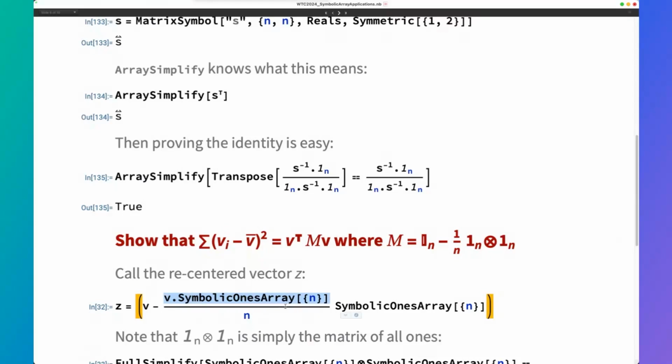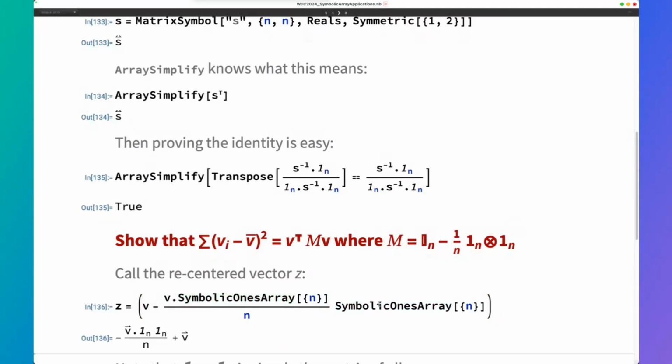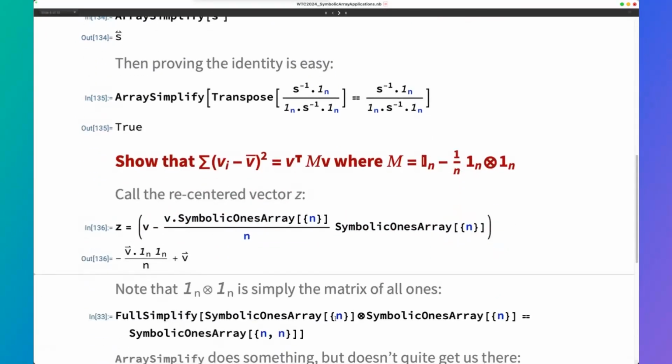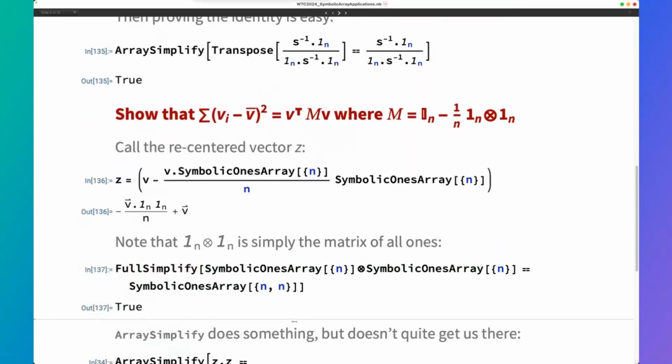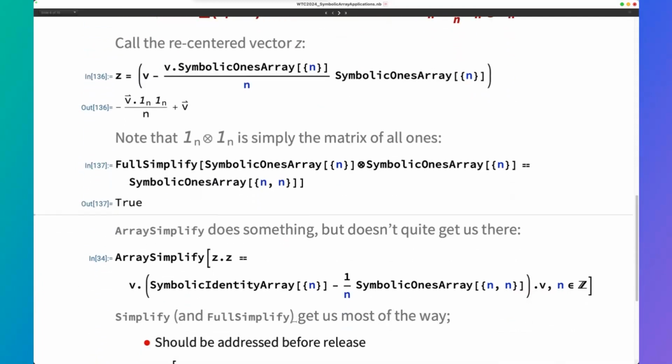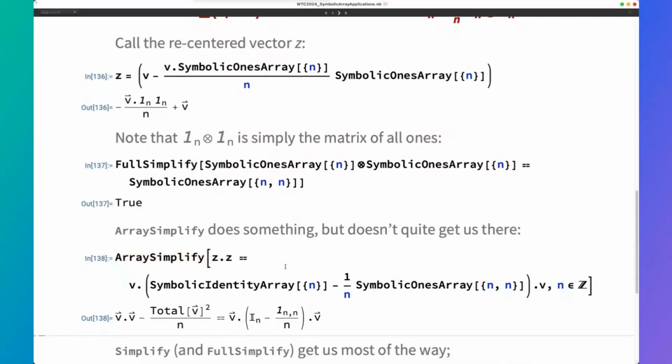And of course, we need to take the scalar and turn it into a vector with identical components. So we multiply it by the symbolic ones array. So there's our vector. Notice that the outer product of one array with itself is just the matrix of all ones. So we'll make our first attempt here just using ArraySimplify. And it certainly transformed the input, but it doesn't get us very far.